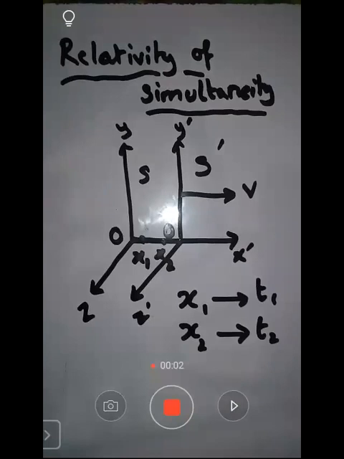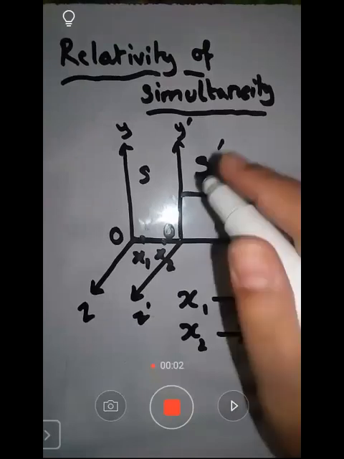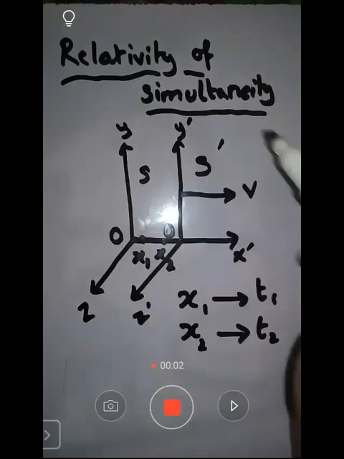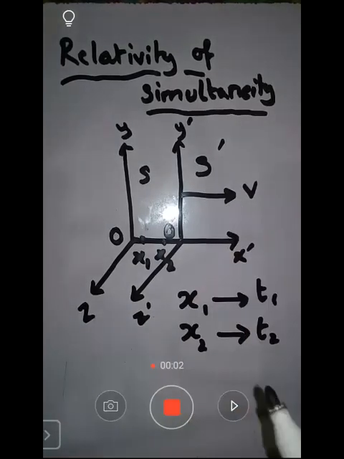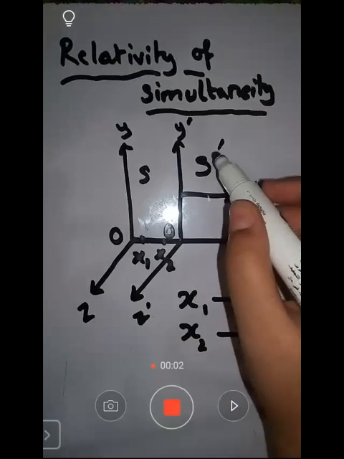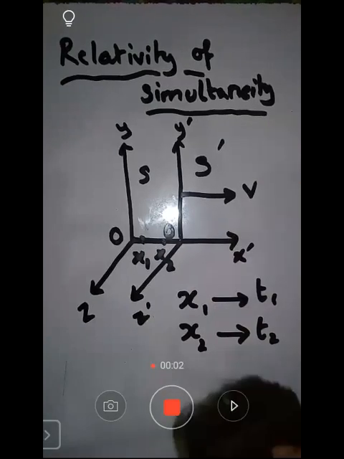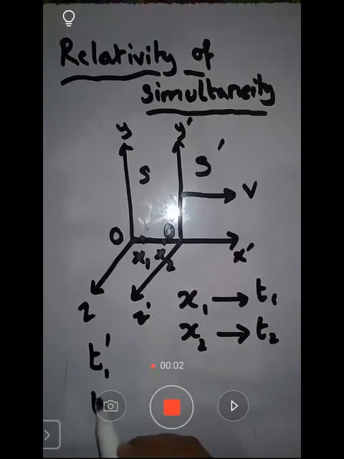from another frame of reference. So this S dash is another frame of reference which is in relative motion with respect to S frame of reference, which is at the state of rest. So the time measured by S dash frame of reference, now we are considering that the observer is sitting here in S dash frame of reference, will be equal to T1 dash and T2 dash.